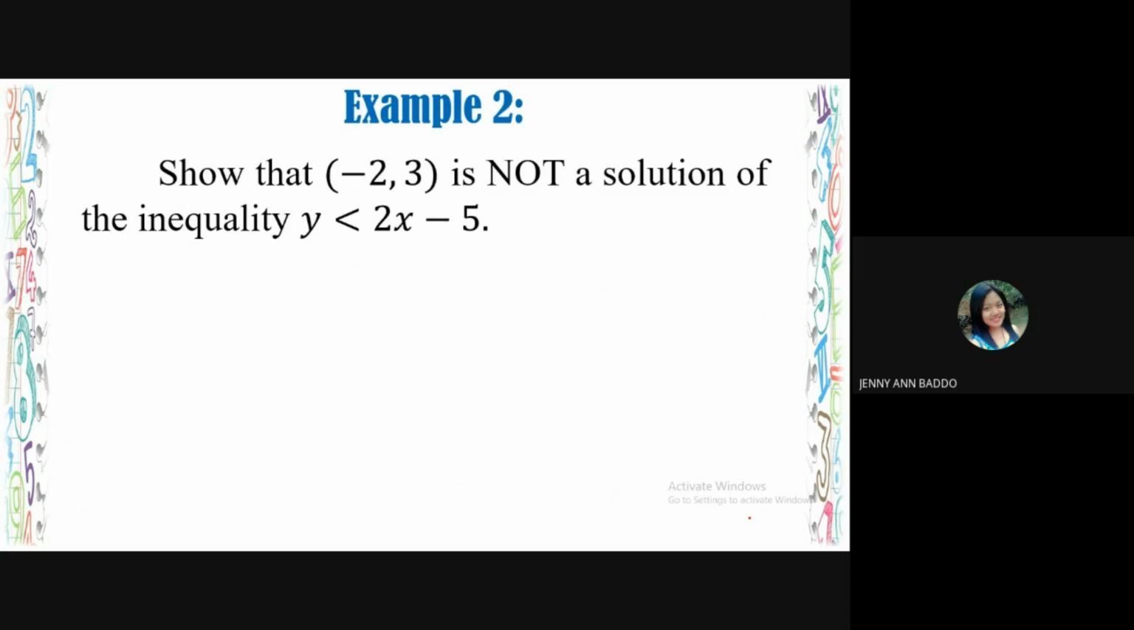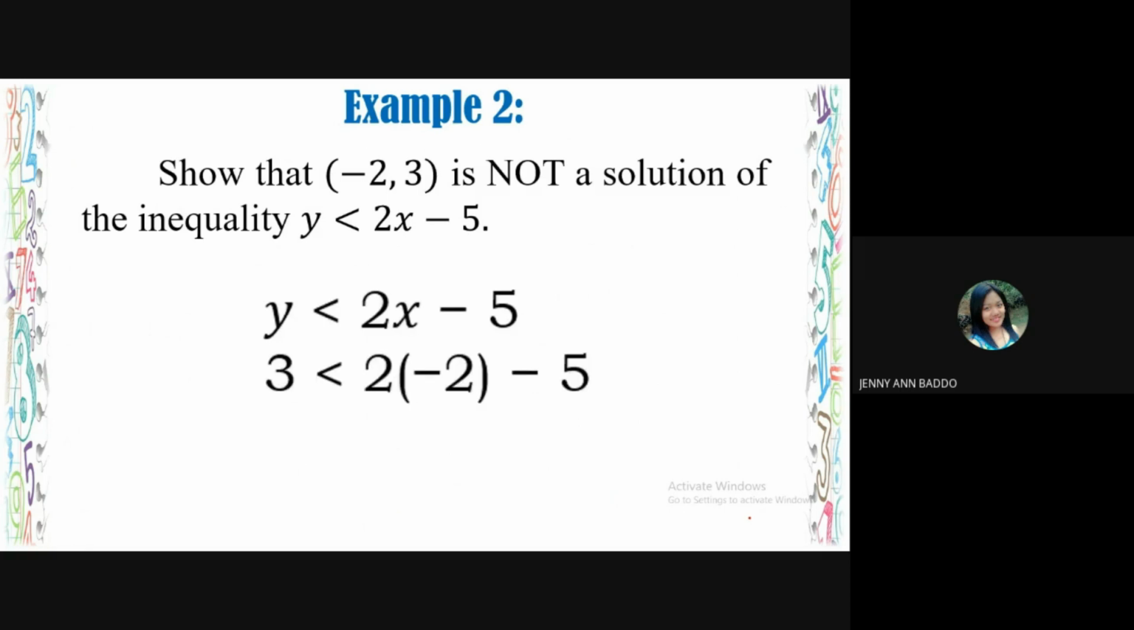Another example, show that negative 2, 3 is not a solution of the inequality y is less than 2x minus 5. Like what we did on our first examples, we have to get the given linear inequality, then substitute. So we now have 3 is less than 2 times the value of x, which is negative 2. So this is our x and this is our y.